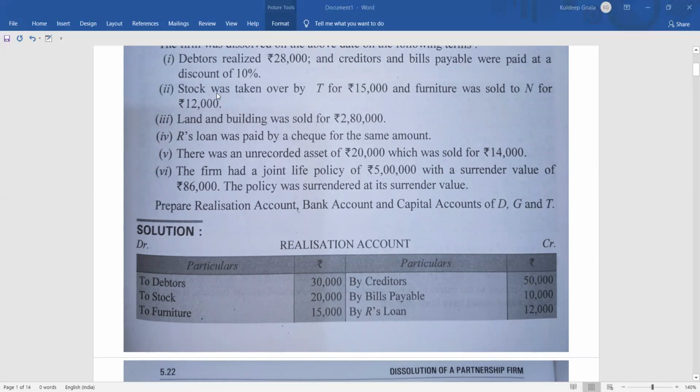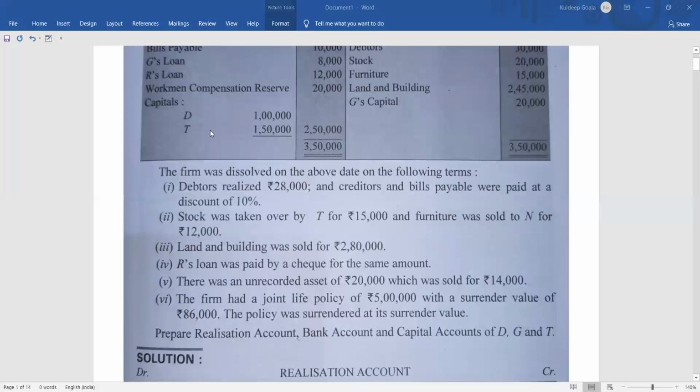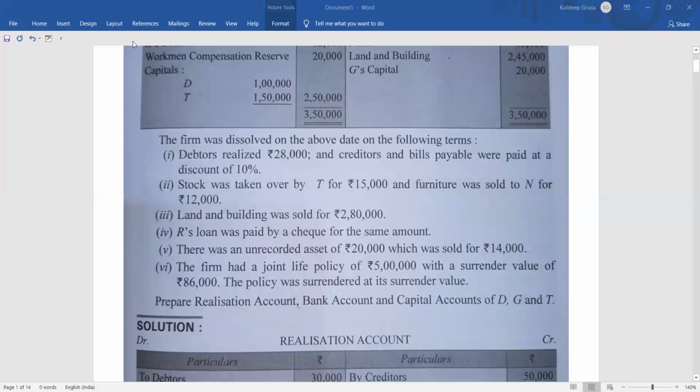The second point, now stock was taken over by T at 15,000. So T is a partner. You can see here T is a partner. So if outsiders are taking the stock, we'll take it as sold, like in case of N we have done, right? But in case of a partner, it is adjusted with the capital account.